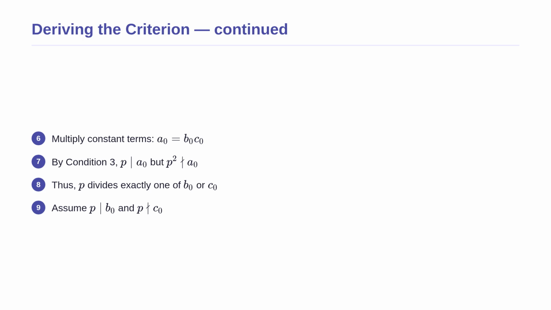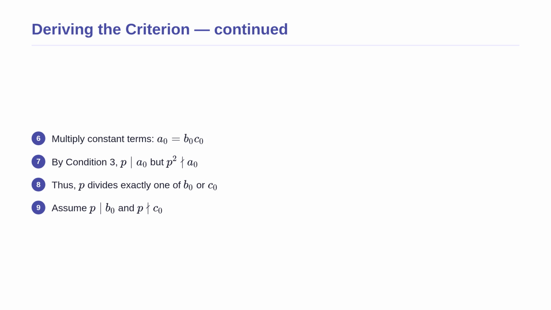Let us continue by looking at the constant term. If we multiply g of x and h of x together, the only way to get the constant term a sub 0 is by multiplying the two smaller constant terms, b sub 0 and c sub 0. Now recall our third Eisenstein rule. The prime p divides a sub 0, but p squared does not. Because p divides the product, it must divide at least one of the factors. But it cannot divide both.